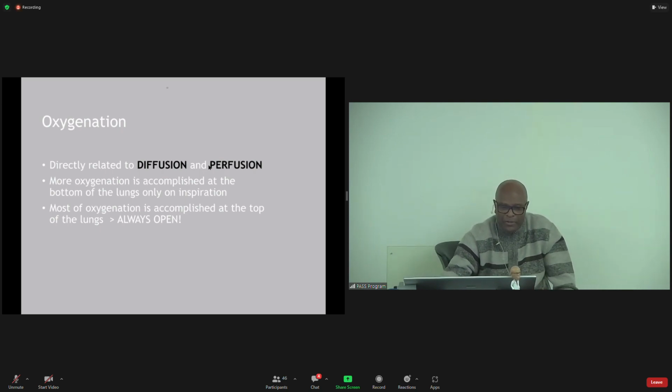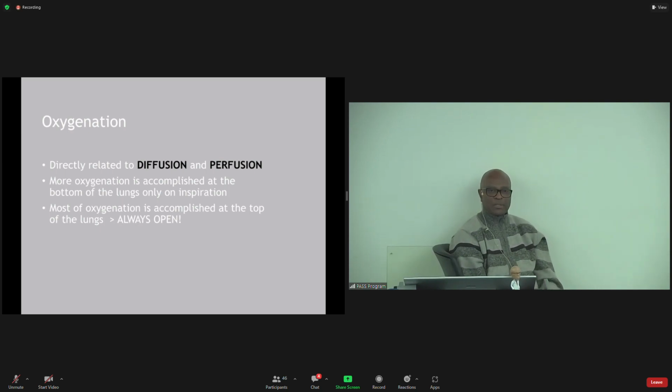So one more time, folks, oxygenation is linear with diffusion and perfusion. They never go opposite each other. Whatever you do to one, you just affected all three. But watch this. This is a trick question that catches a lot of students. There's more oxygenation accomplished at the bottom of the lungs only with inspiration, which is what Anam is just saying. Does everybody understand that? But the top of the lungs is always oxygenating. Everybody see that? So that means the top of the lungs is the one that does most of your oxygenation.